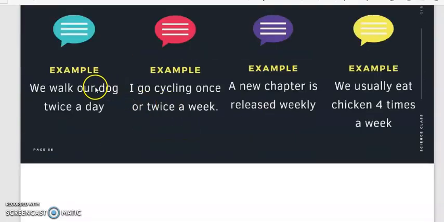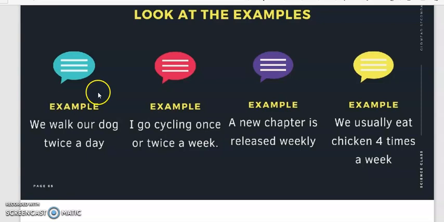Here we have some examples. We walk our dog twice a day. I go cycling once or twice a week. A new chapter is released weekly. Weekly means every week. We can say weekly or once a week. We can say daily or once a day. Okay? We usually eat chicken 4 times a week.